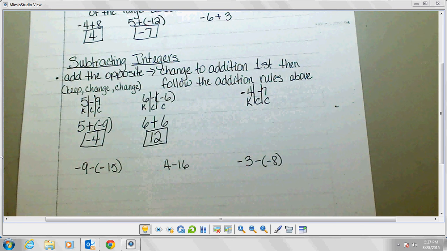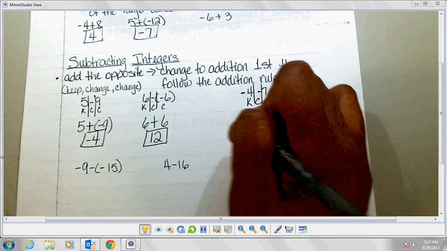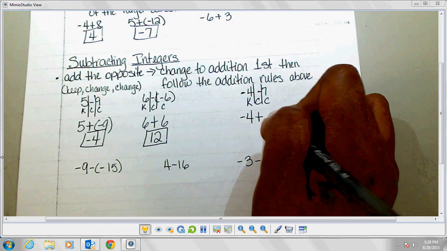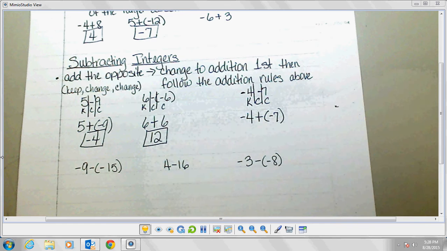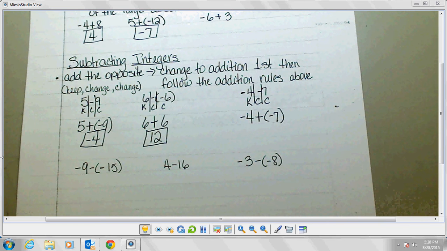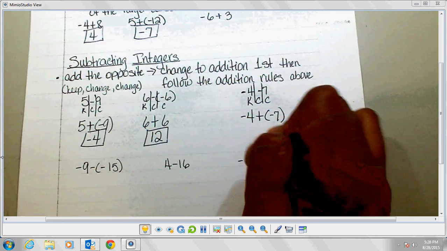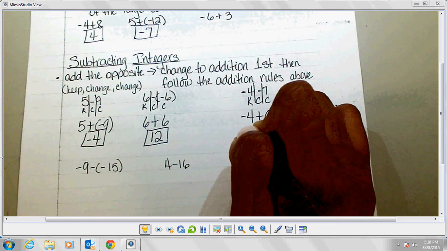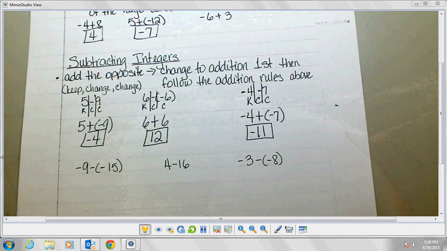And we do -4 plus -7. So this time, both of my numbers are negative, so I'm going to apply the same signs rule, which says add the numbers and keep the sign. So that means I am adding 4 and 7, and I'm keeping my negative sign. So answer is -11.